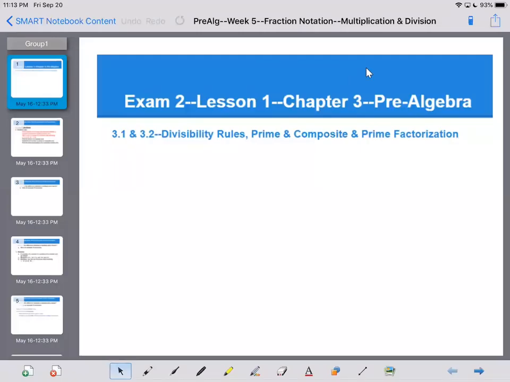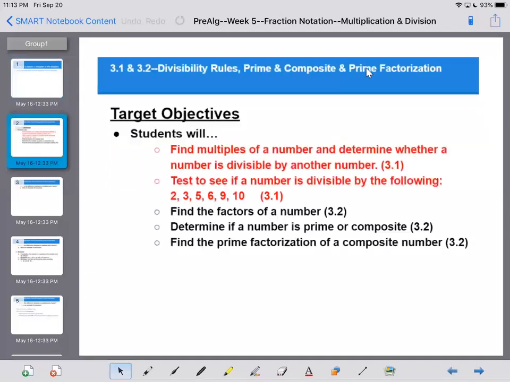So this is part one of our video series dealing with divisibility rules, prime and composite, and prime factorization. This is the beginning of the exam 2 module, and it will be in multiple parts. So this will be part 1. What we're going to look at is different divisibility rules for certain numbers. And then we'll look at how we find the factors of numbers, determine if something is prime or composite, and then look at how we can find the prime factorization of a composite number.